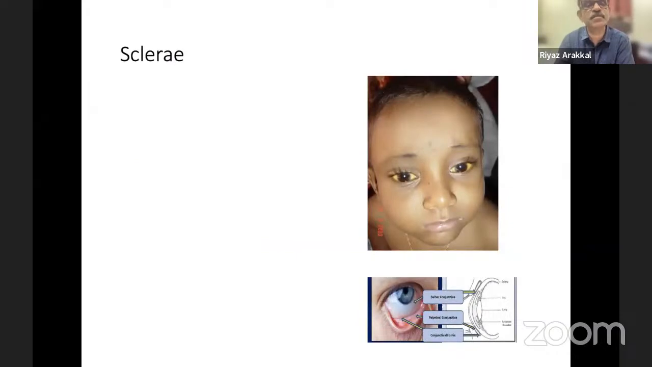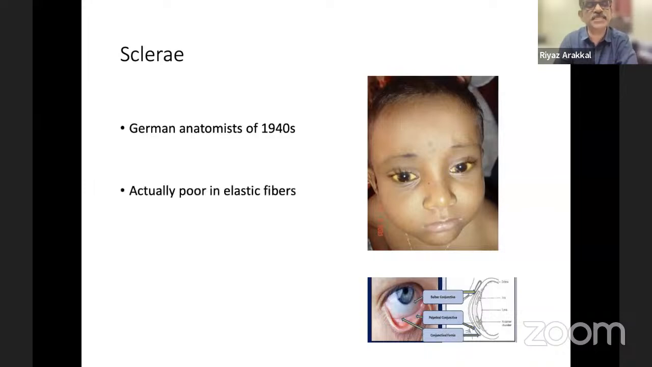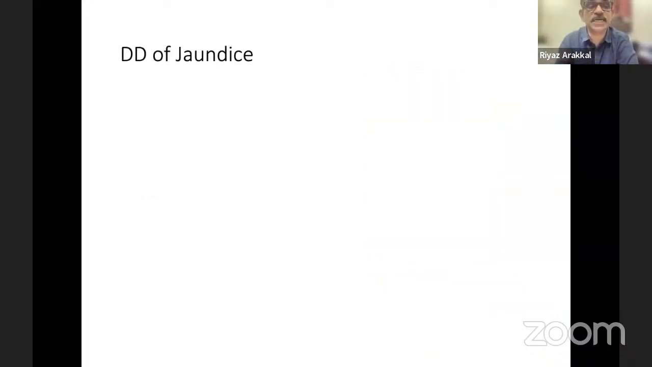Why is it so? The German anatomists of the 1940s made a wrong discovery that sclera are rich in elastic fibers. Now we know that they're actually poor in elastic fibers. What is the blood supply of sclera? Avascular. Sclera are avascular, which means that bilirubin cannot be deposited in the sclera. So bilirubin is actually deposited in the bulbar conjunctiva overlying the sclera. The correct term is conjunctival icterus and not scleral icterus.